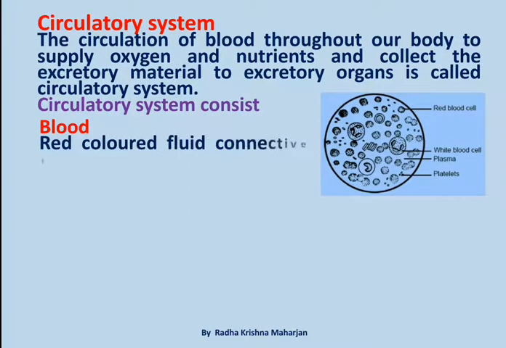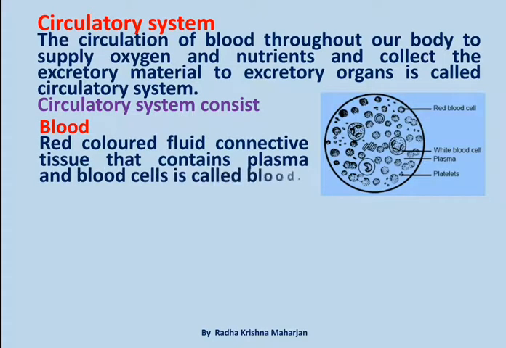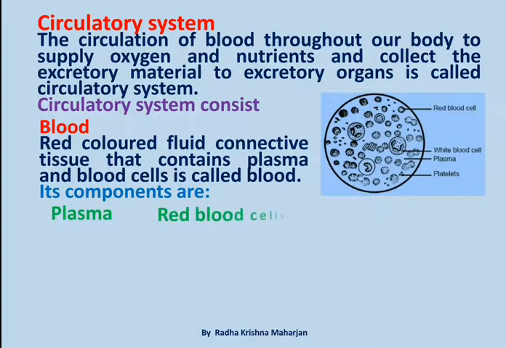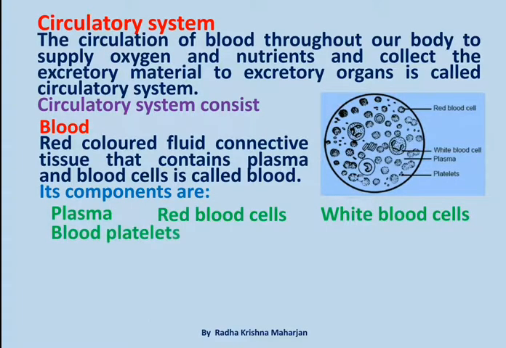red colored fluid, connective tissue that contains plasma and blood cells is called blood. Its components are plasma, red blood cells, white blood cells, blood platelets.